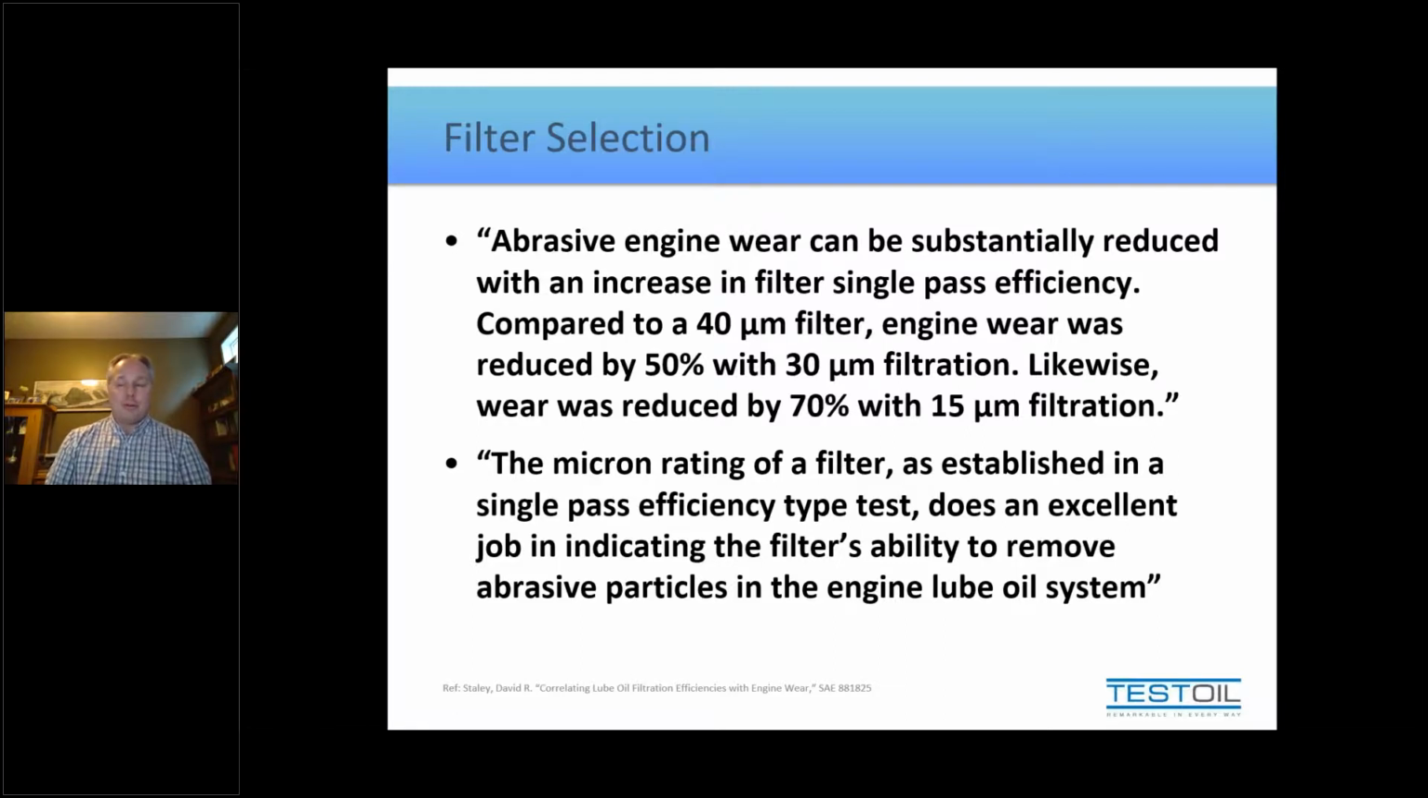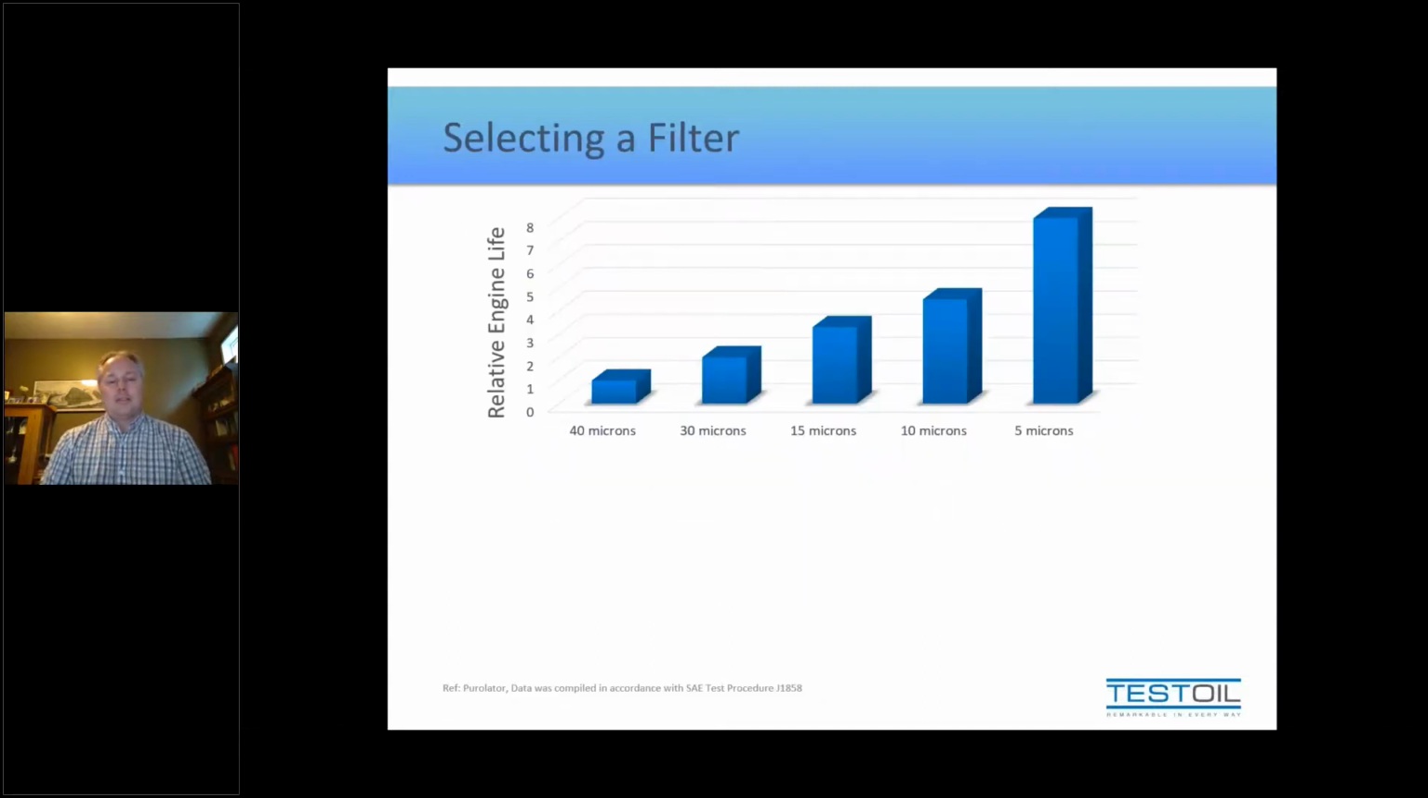And that's where you see the second quote where it says the micron rating of the filter as established by the single pass efficiency type test, which is a big mouthful to say beta ratio. But as long as you've confirmed through testing that it does achieve a certain beta rating at a certain micron size, it does an excellent job at showing us the ability to remove those abrasive particles in the engine, which lead to wear. So just to give you the full set of data here and give it to you graphically, if we assume that a 40 micron filter gives us an engine life cycle of 1, here's the other data showing you how the engine life cycle can be increased with finer and finer micron ratings.